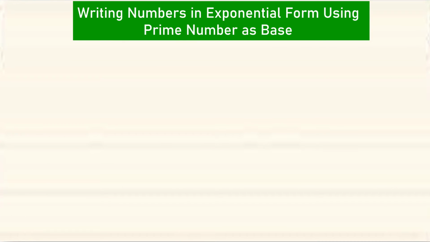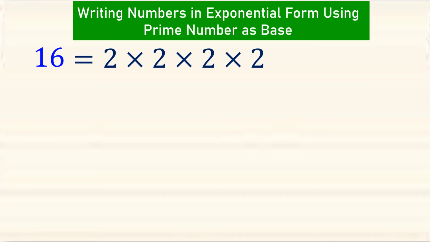Now let us have writing numbers in exponential form using prime number as base. So in here, your knowledge in factor tree will be used. So 16 is equal to 2 times 2 times 2 times 2. And then it can be written as 2 to the fourth.